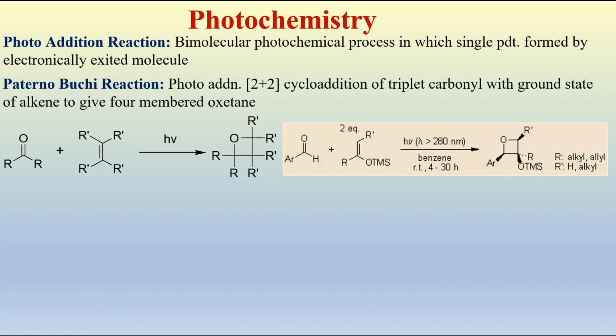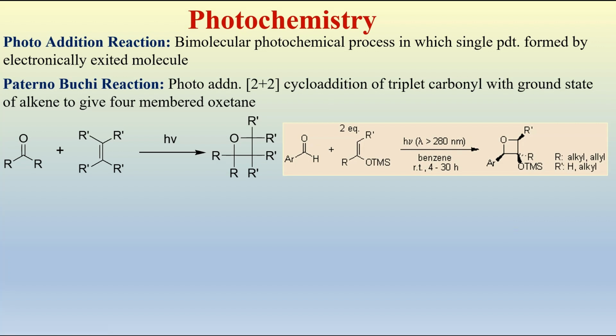In the recent past, a reaction is reported. An aldehyde was taken and treated with a tetramethyl siloxy derivative of alkene. When it was irradiated with light of 280 nanometer wavelength in the presence of benzene as a solvent at room temperature, it got converted into oxetane. It took 4 to 30 hours depending upon the alkyl groups and the aryl groups which are used.